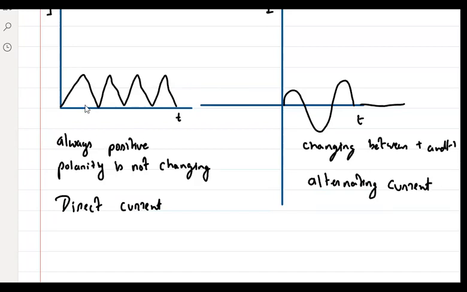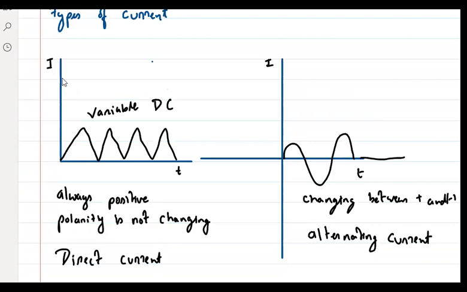But even though the polarity is not changing, the current is changing. So that is called variable DC. Now, if I have drawn a graph like this, so this is your constant DC. But both are direct current. Clear here? Everyone is clear on this? Direct and alternating.